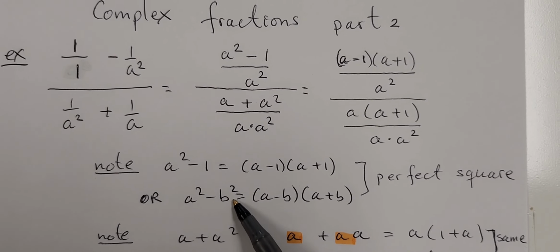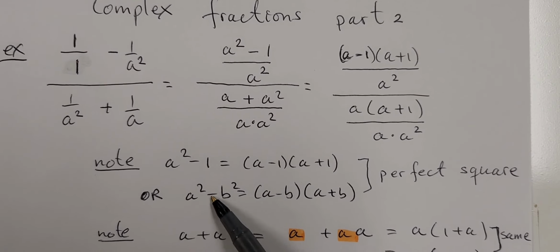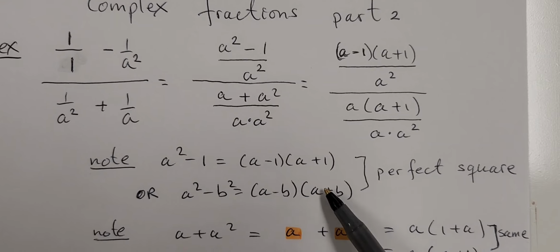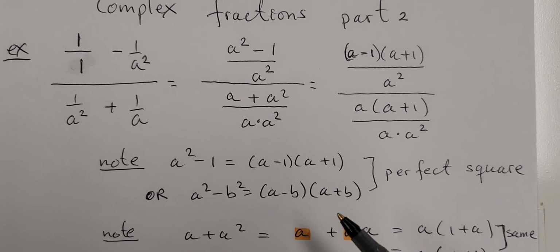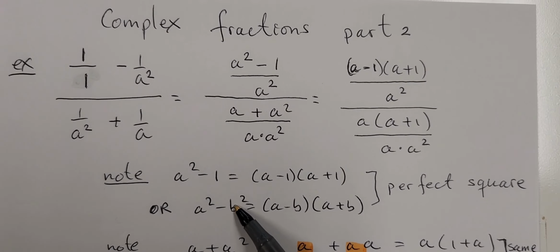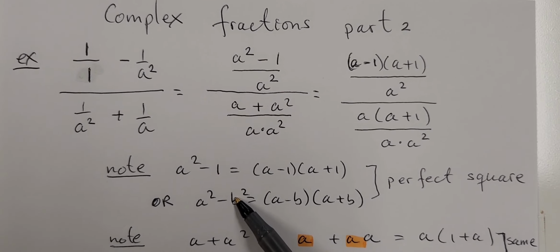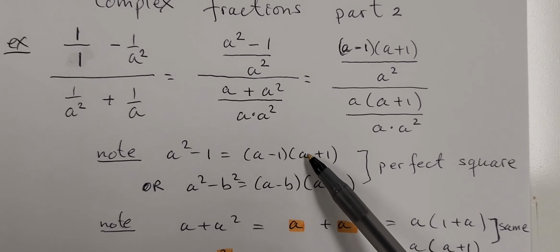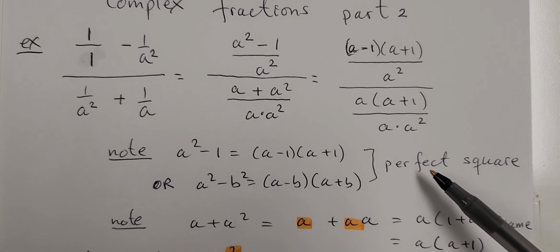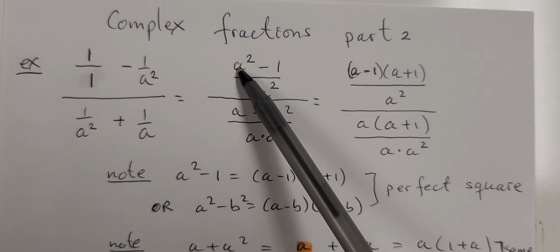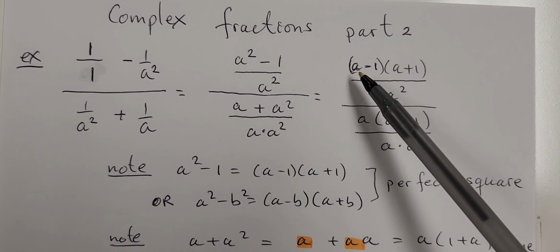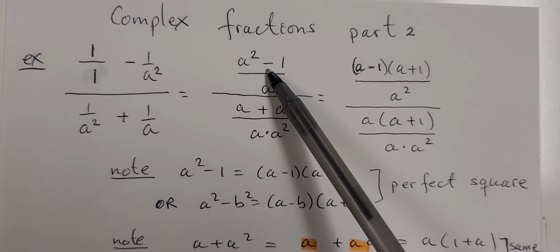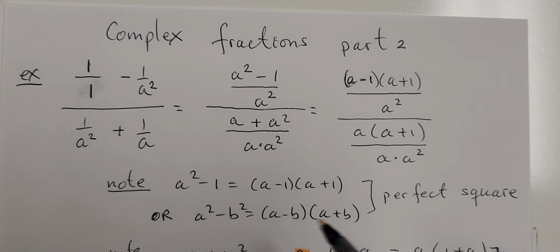So this is a perfect square formula where I have a squared minus b squared, you can rewrite it as a minus b, a plus b. Or sometimes this formula is also called difference of squares. So you can do a minus 1, a plus 1. Again, only if it's a perfect square. So on top, a squared minus 1 is rewritten as a minus 1, a plus 1 because it is a difference of squares, or perfect square, you can do that.